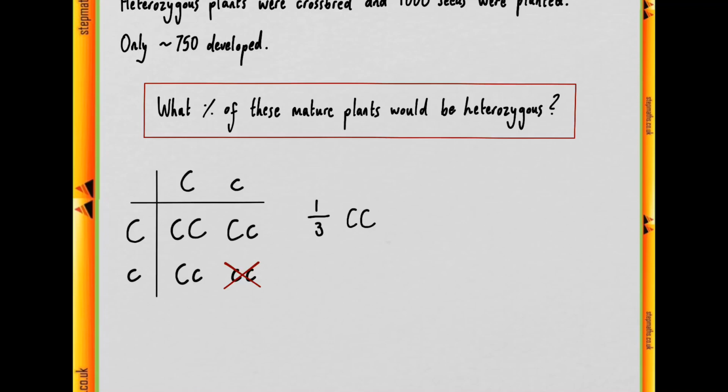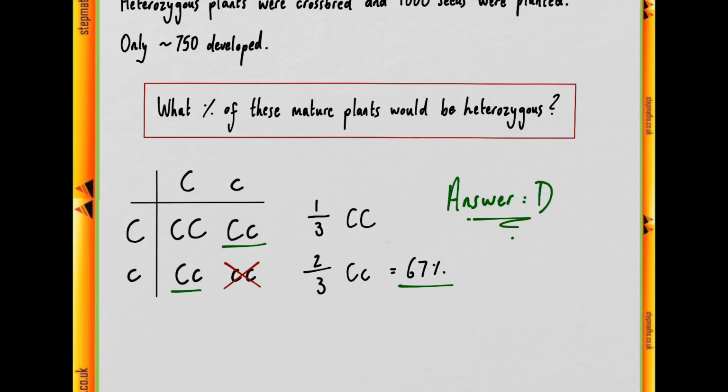So we have 1/3 which is homozygous dominant and 2/3 which are heterozygotes, and therefore we can say that 2/3 or 67% would be heterozygous out of the remaining living plants, and so our answer is going to be option D.